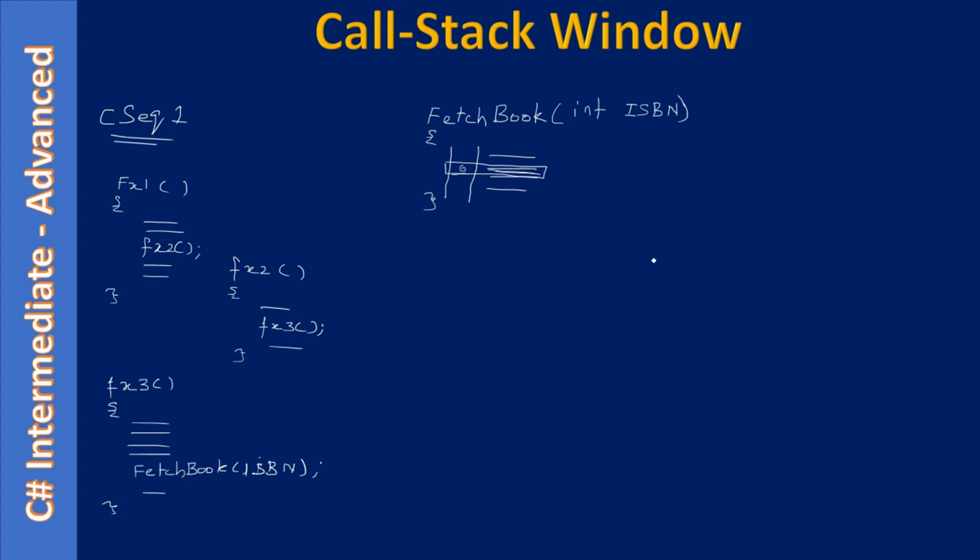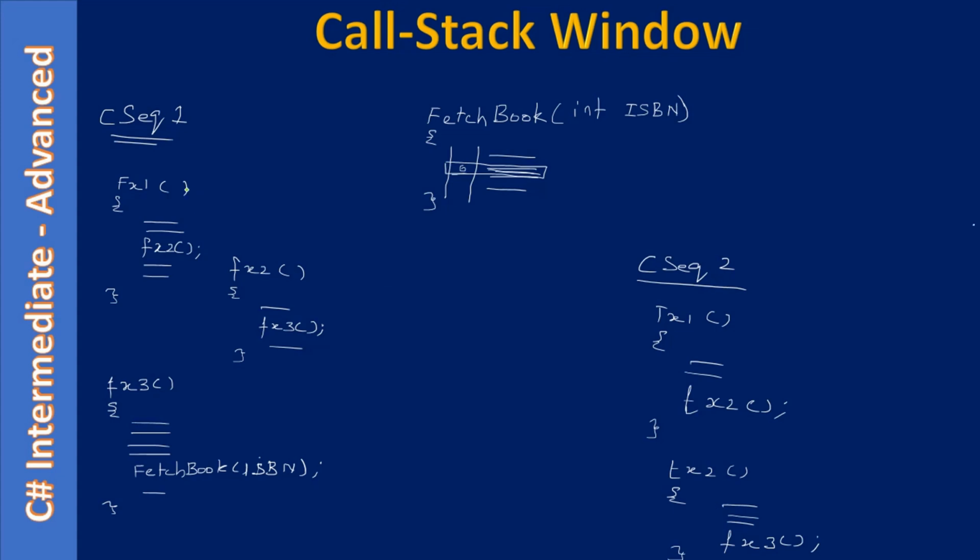Let's also consider one more call sequence. So let's consider this call sequence 2. Here if you see, tx1 is an entirely new function. tx1 is calling tx2. tx2 is calling fx3, and we know that fx3 is calling fetchBook with the ISBN. So in this case, even though we have a breakpoint here in fetchBook, it can be either through call sequence 1 or call sequence 2. So we can use the call stack window to know this sequence.